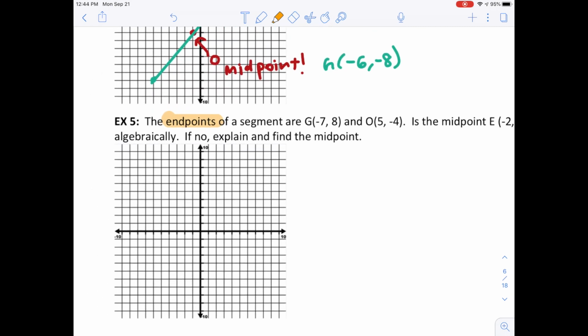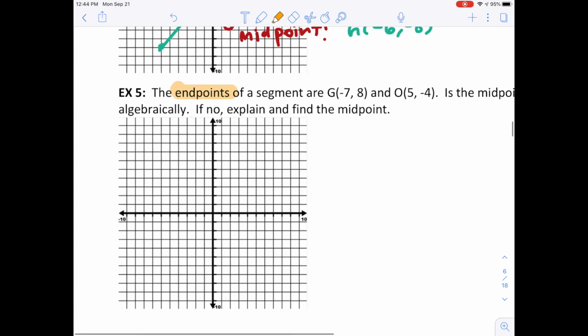So we have two endpoints, G, which is at -7, +8. So I'm going to go ahead and put that on my graph. It'll help if it's not in highlighter. Whoops. So it's going to be right here. That is point G. Then I'm going to put point O on my graph. So that's at 5, -4. So right 5, down 4, and that's point O.